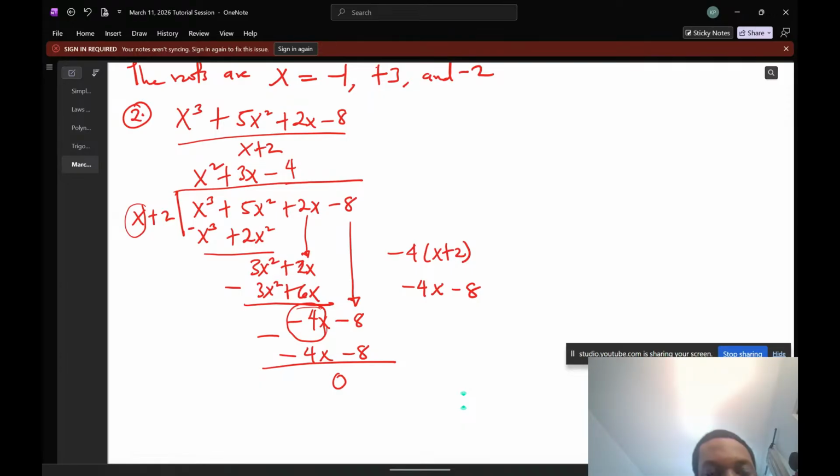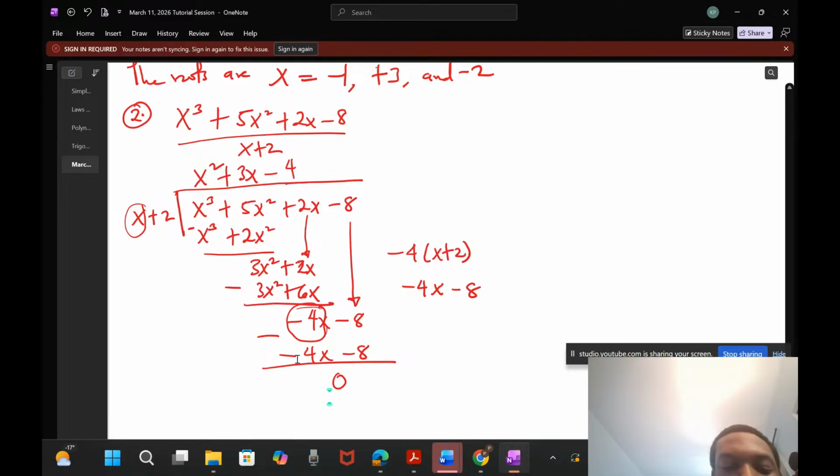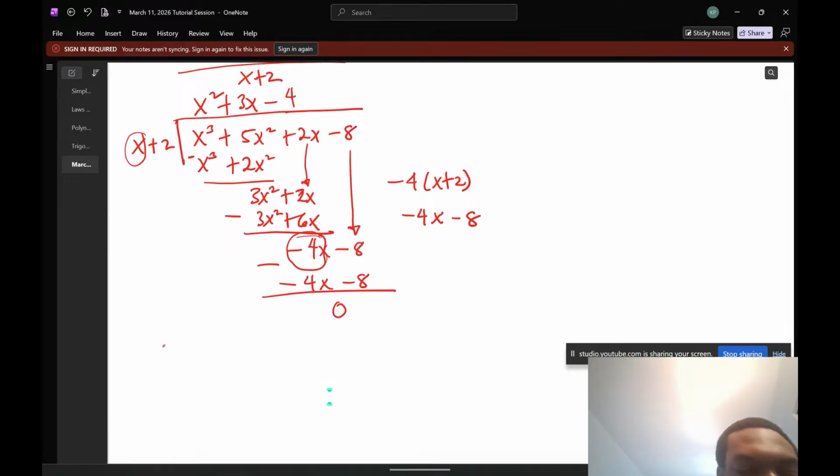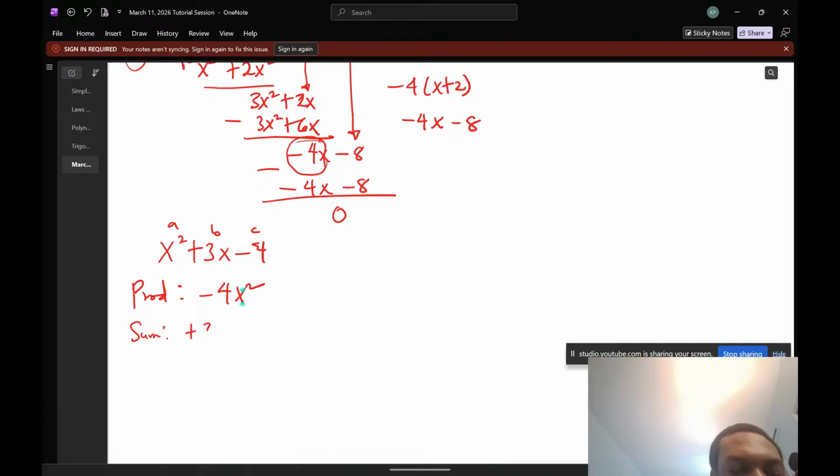So we can also say that x plus 2 is a factor of x cubed plus 5x squared plus 2x minus 8. And also this x squared plus 3x minus 4 can be simplified because it's a quadratic equation. If we factorize completely, this is a, this is b, this is c. a times c is x squared times minus 4, which is minus 4x squared. The sum is the one in the middle, which is plus 3x, and then the factors will be numbers that we can multiply together to give us minus 4x squared, and numbers that we can sum up to give us 3x.